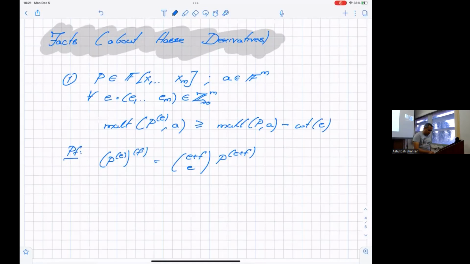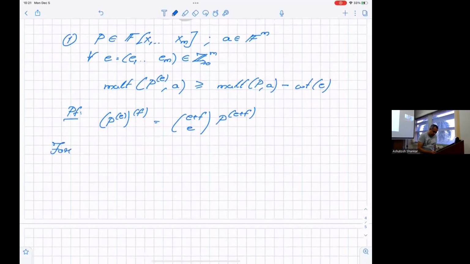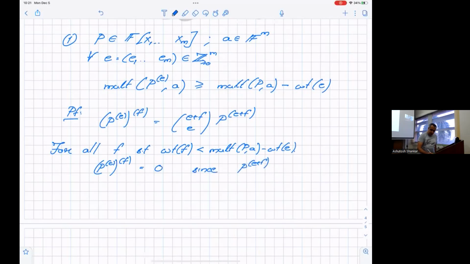Therefore, what I'm claiming is, for all F such that the weight of F is less than mult(P, A) minus the weight of E, the F-th derivative of the E-th derivative of P at A is zero, since P^(E plus F) at A is zero. This is since the weight of E plus F, which is exactly the weight of E plus the weight of F, is less than m. Hence, this derivative at A is zero.